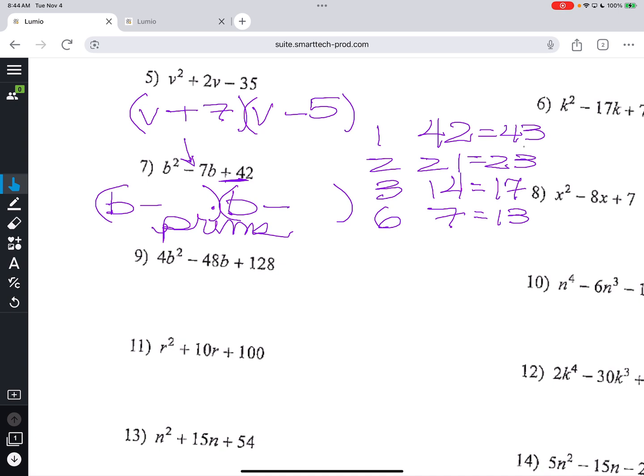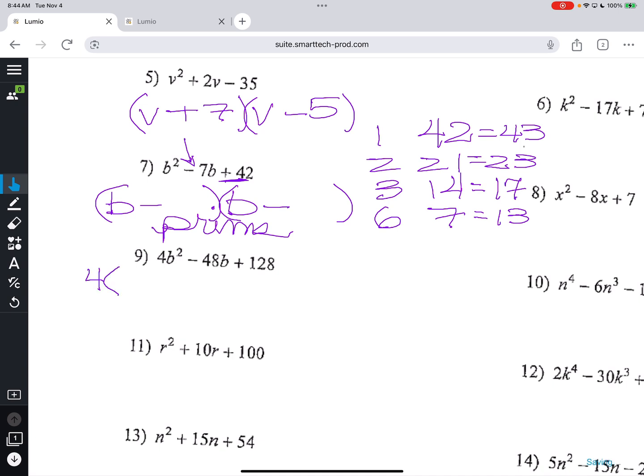All right, number 9. What's the very first question you ask yourself every time? Can you factor it? Do they have a greatest common factor? And do they have one? Yes, 4. And here's a big hint. This page is about lead coefficient being 1. And if it's not, then that's probably your GCF. So remove the 4.